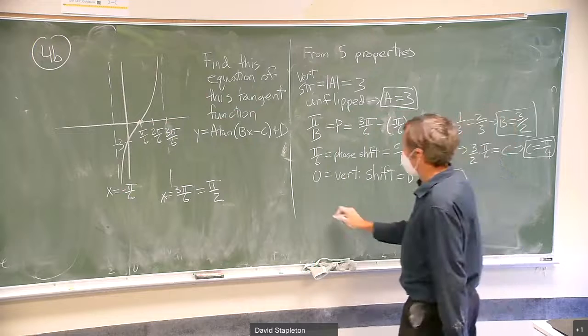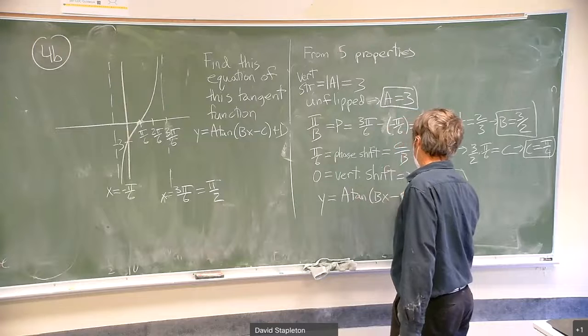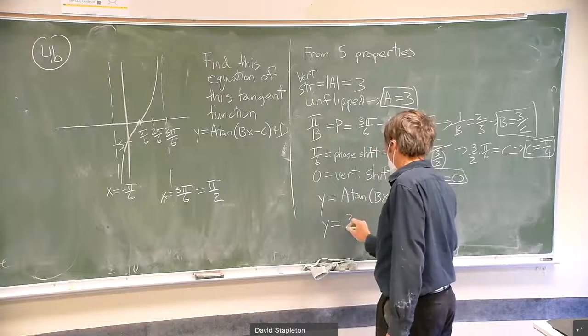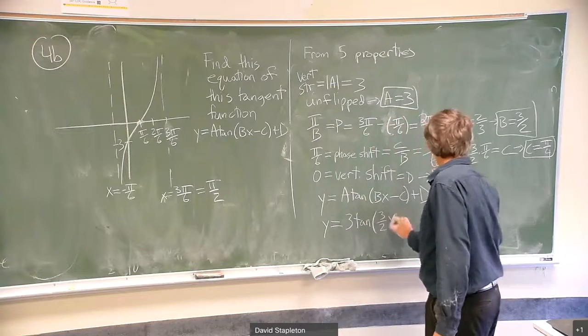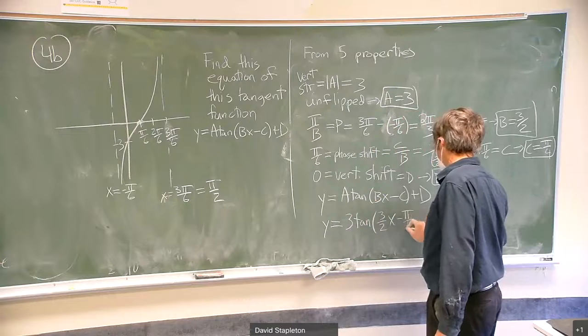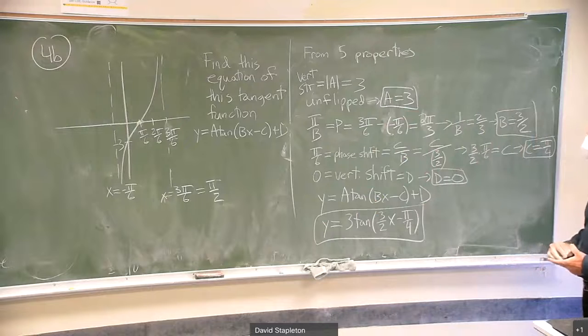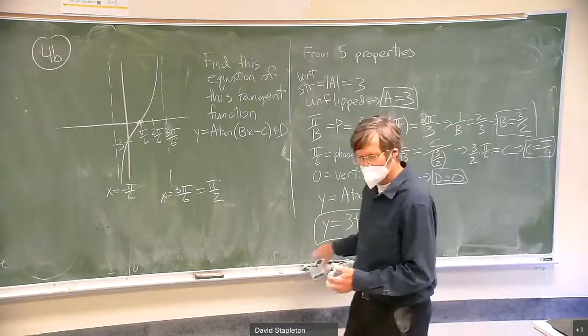So there's A, B, C, D, and now I just write y equals A tangent bx minus c plus d, which is y equals 3 tangent of 3/2 x minus pi over 4 plus nothing. All right, so there's going back the other way, and then finally, we just have to do the last two trig functions.